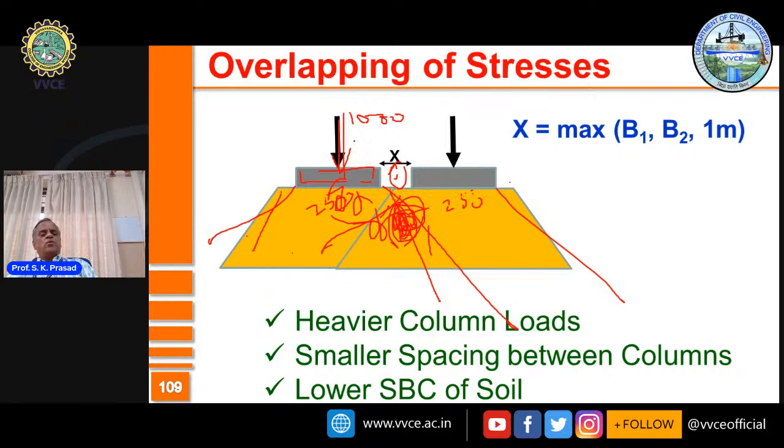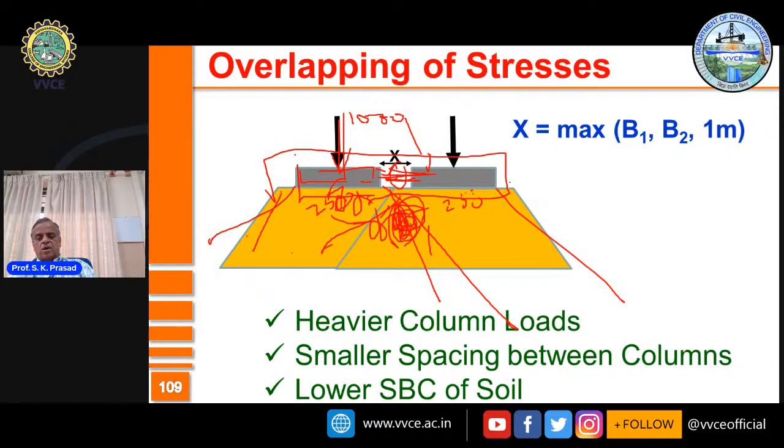So you have to see to it that whenever there is a scope for overlapping of stresses, whenever you have two of the foundations very close to each other, instead of two separate foundations, you combine them and put one single foundation. That is the best solution.